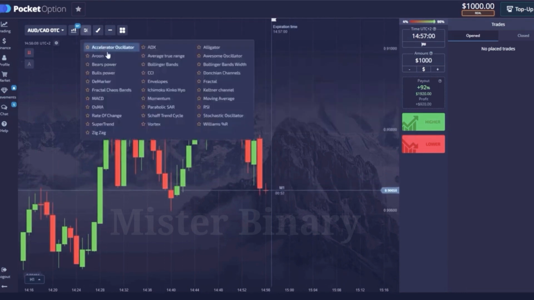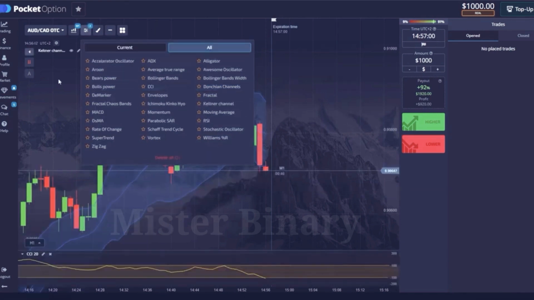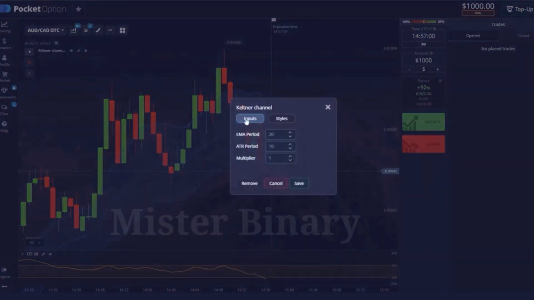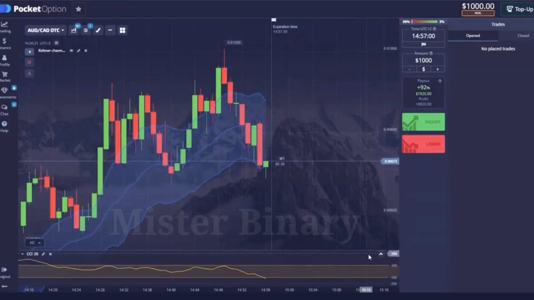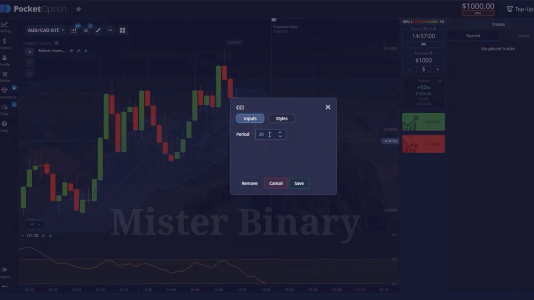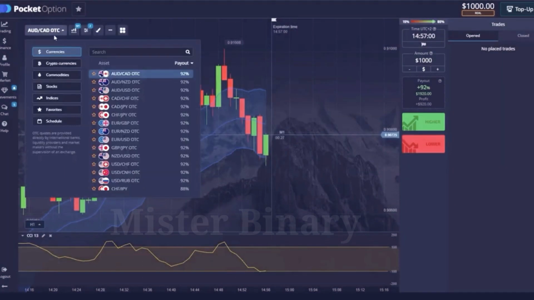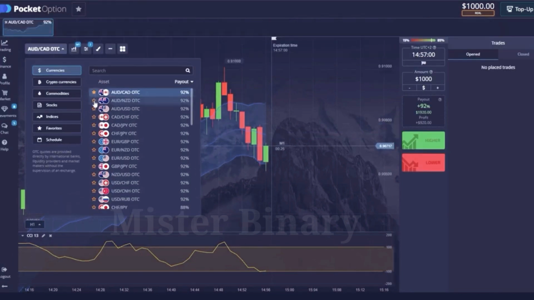Among the indicators, I add the Keltner channels and CCI. For Keltner I use 21 EMA. ATR is 7, and multiplier is kept at 1. I set the period for CCI to 13. Choose some pairs with decent payouts.